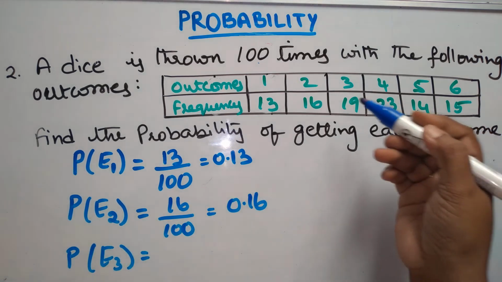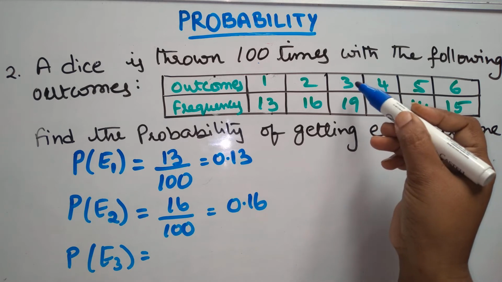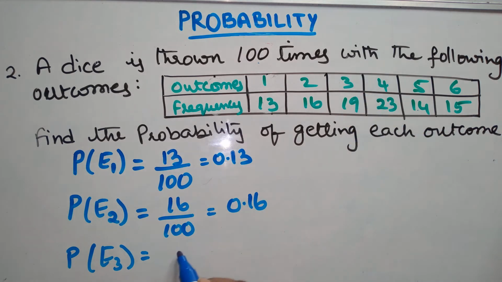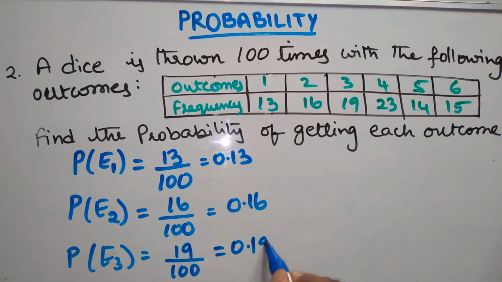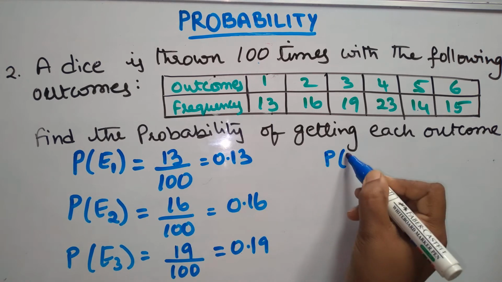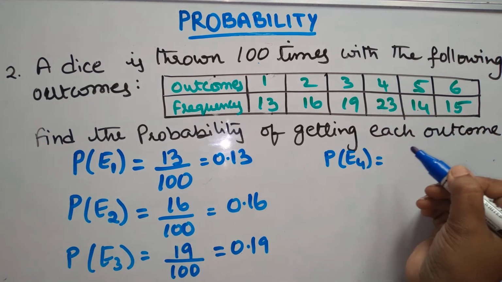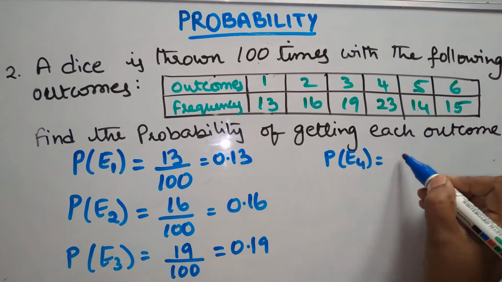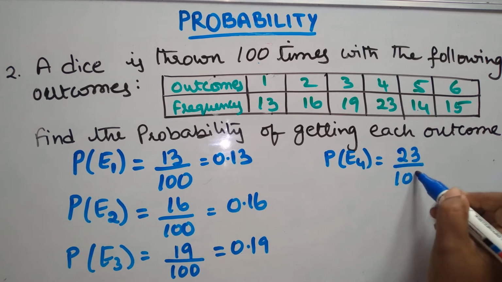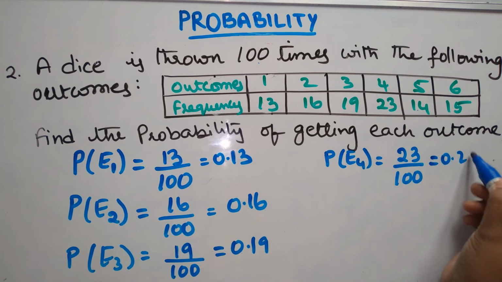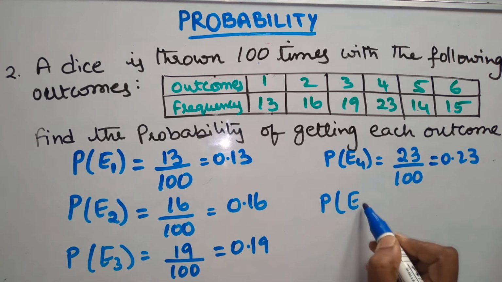Probability of E3. E3 is nothing but event 3, the occurrence of 3. Probability of occurrence of 3 is equal to 19 by 100. 100 is total number of times. That is 0.19. So P of E4. E4 is nothing but the event of occurrence of 4 when a dice is thrown. That is 23 by 100. 23 times 4 occurred. Okay. That is 0.23.